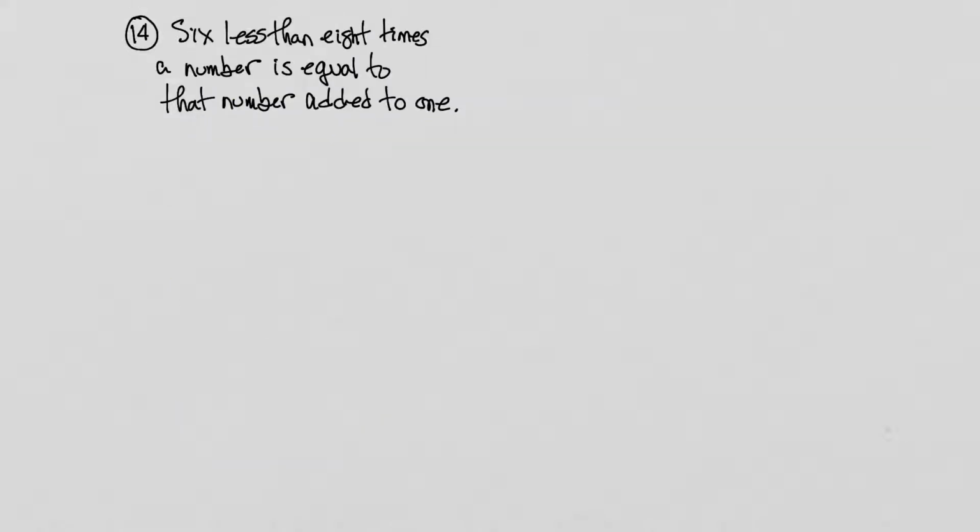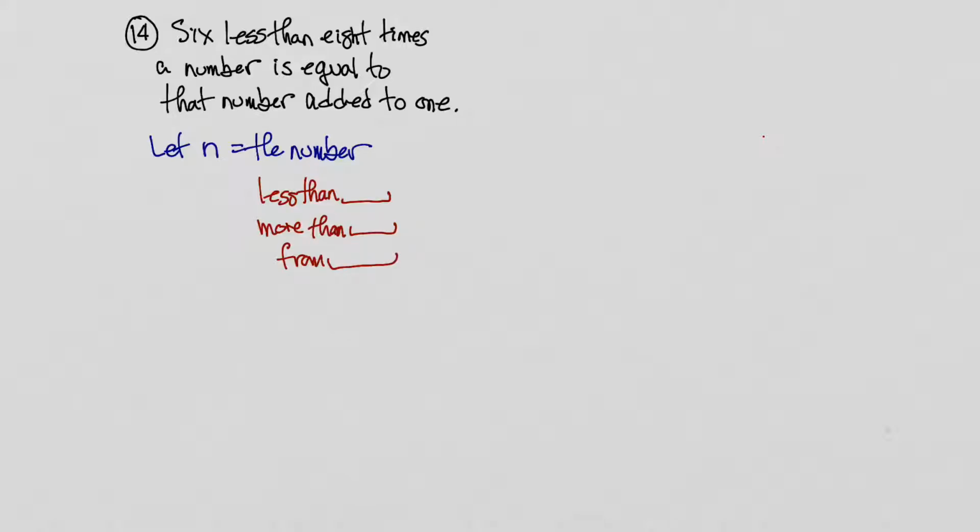Now again, what we want to do is write just an equation here. It doesn't ask us to find the number. But what we need here is this. Okay, 6 less than 8 times a number. We need the number. Now here's something we're going to see a lot. You see this phrase here, less than? We're going to see this quite a bit. So if you see something like less than, more than, or from, whenever you see these, whatever follows it, that's where you start. That's the starting point.